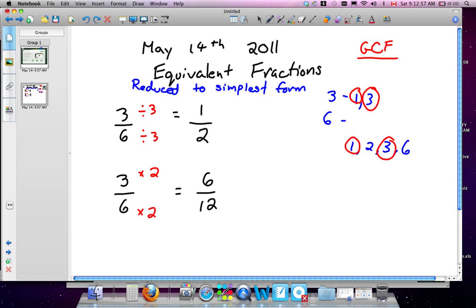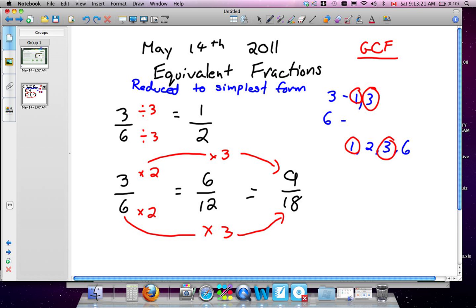Ready? Let's do a couple more. What else can you think of? It's also equal to? We can do 9 over 18. 9 over 18. What did you multiply by? I multiplied by 3. That's right. So 9 over 18, and we multiplied. Let me just put this little note here. Multiplied by 3. And what if we multiplied by 10? That would be 30 over 60. Yeah, that's right. So all of those are equivalent fractions.